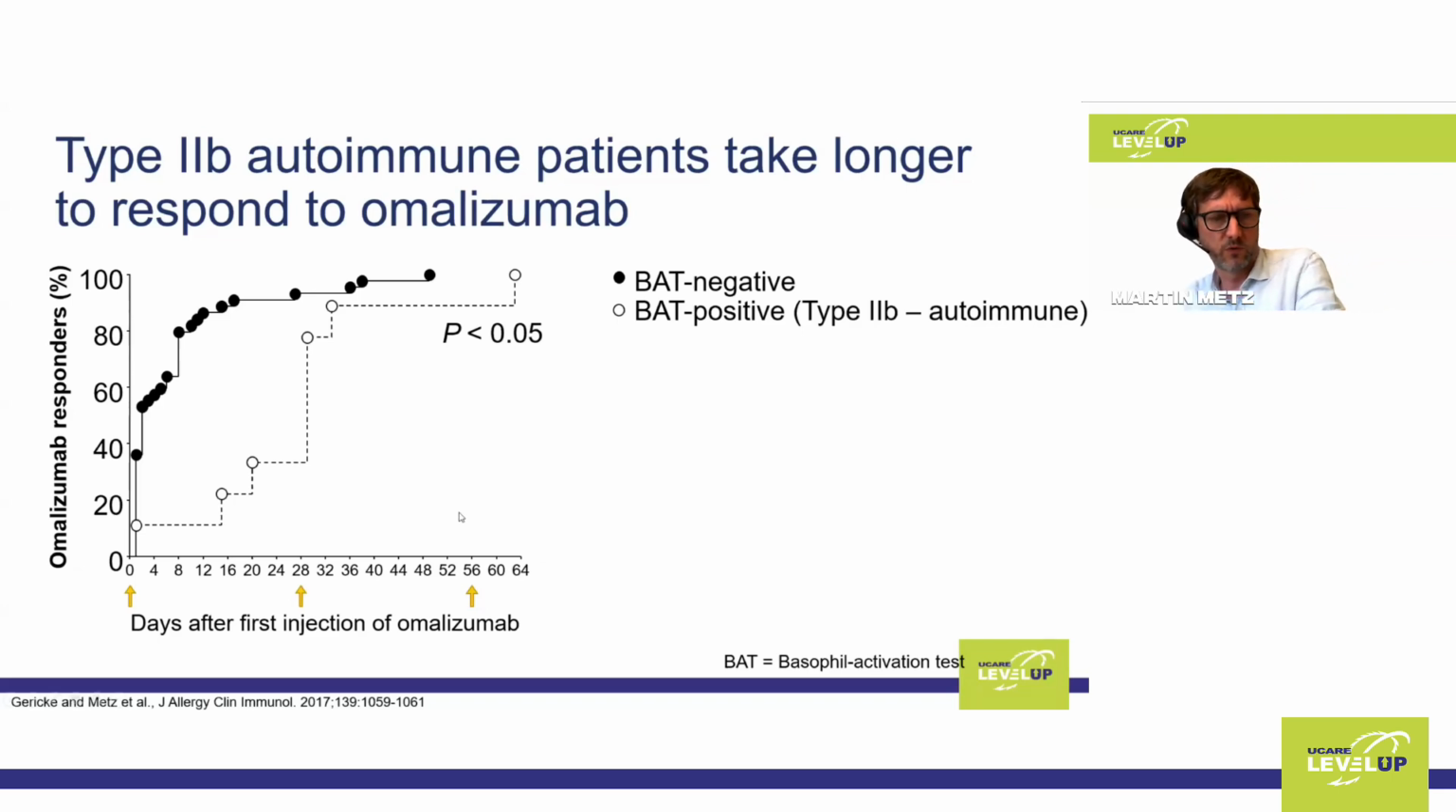So this is from real-world data, looking at patients that we have treated way back, and only looking at responders. So this does not include the non-responders. And we see this distinction between the fast responders and the slow responders. And the distinction is between the BAT positivity, so basophil activation test. And we can assume that within this basophil activation test positive patients, we have mostly the type 2B autoimmune patient, even though based on what Murat said, there might just as well be overlapping patients in there. But those patients that are BAT positive clearly take longer for OMA to respond.